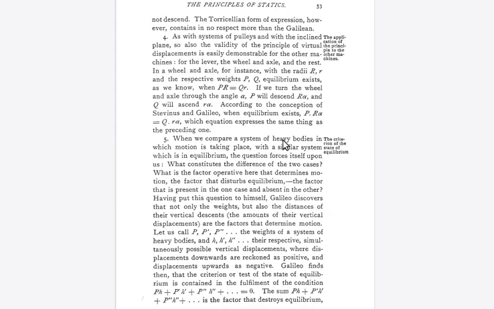Section 5. When we compare a system of heavy bodies in which motion is taking place with a similar system which is in equilibrium, the question forces itself upon us: what constitutes the difference of the two cases? What is the factor operative here that determines motion, the factor that disturbs equilibrium, the factor that is present in the one case and absent in the other? Having put this question to himself, Galileo discovers that not only the weights but also the distances of their vertical descents, the amounts of their vertical displacements, are the factors that determine motion.